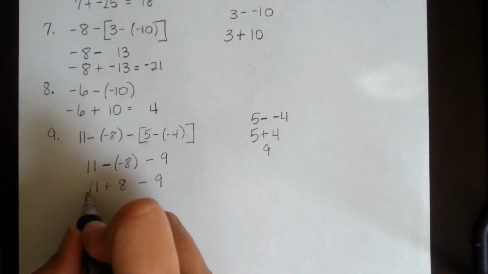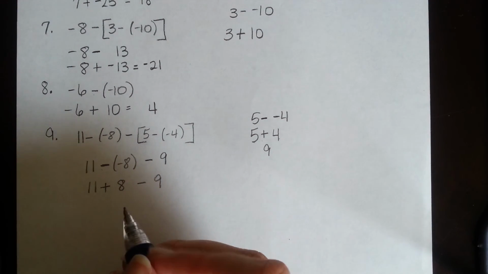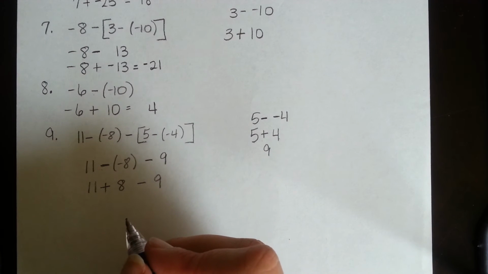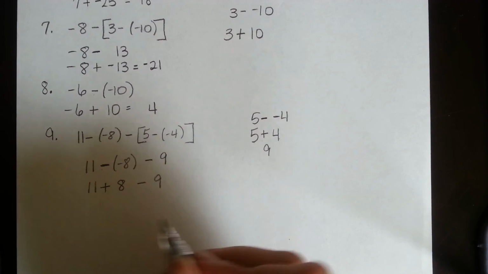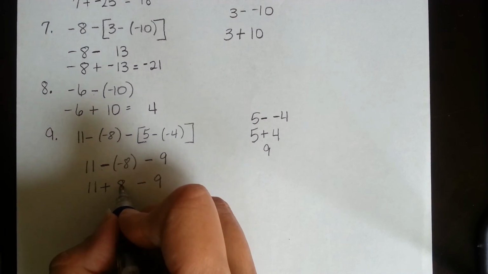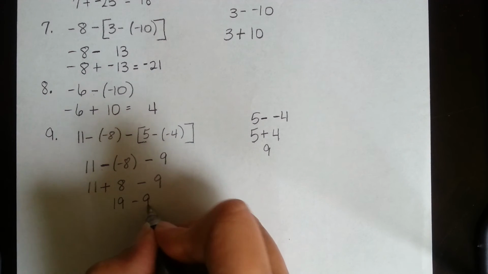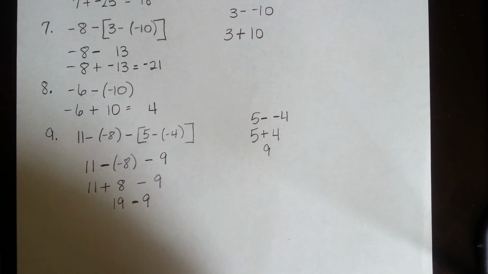11 plus 8, we're following our addition rules because we now have an addition symbol. A positive and a positive would still be a positive. They have the same sign, they're both positive, so it will still be a positive. We have 11 plus 8, which would be 19. And then we're going to subtract 9. And you could probably just do the subtraction. 19 minus 9 should give you 10.